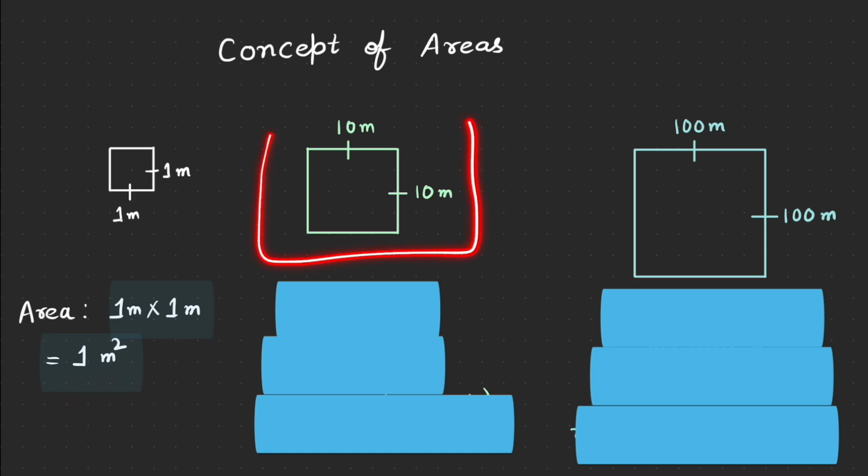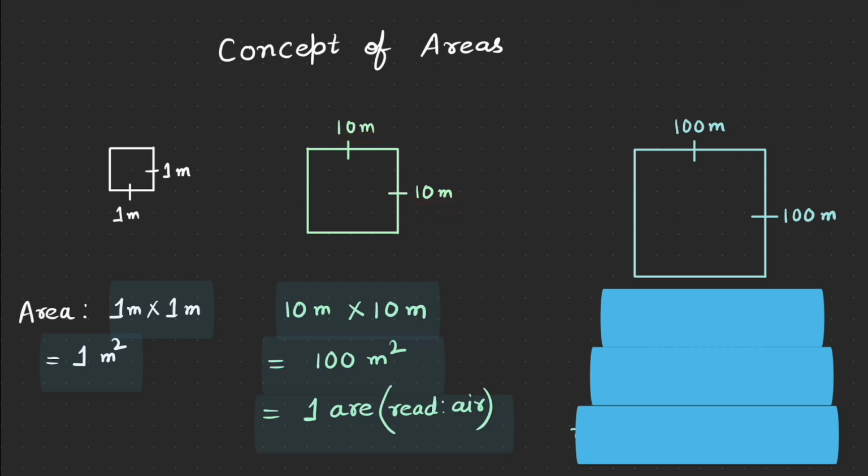So in the next case, we have another square whose side length is 10 meters, and now if we need to find its area, then again we multiply the side lengths. So 10 times 10 gives 100, and 100 square meter is written as 1 are. So ARE is a unit of area which is pronounced as are, and we can define 1 are as the area of a square whose side length is 10 meter.